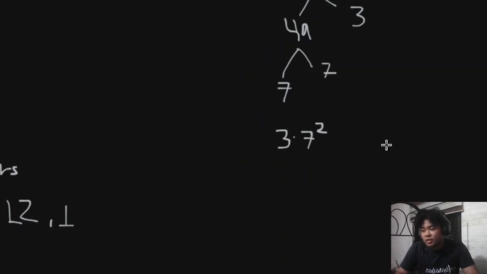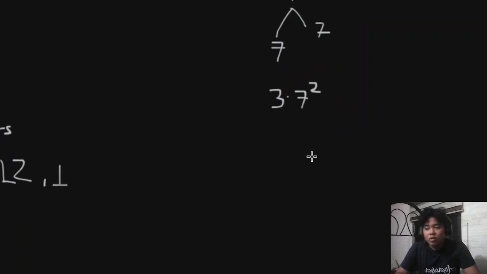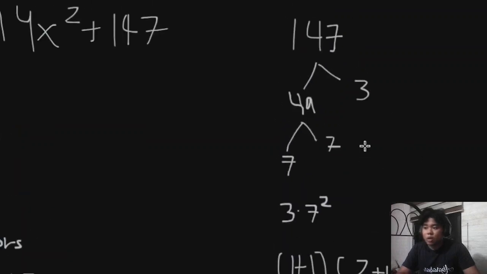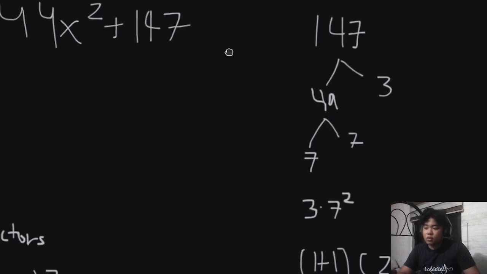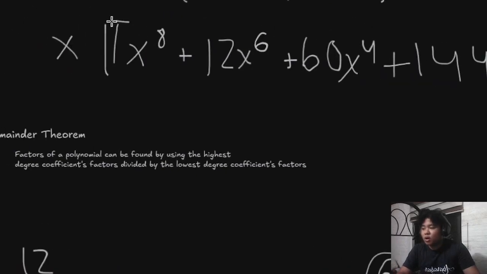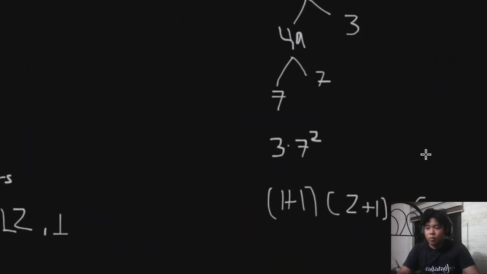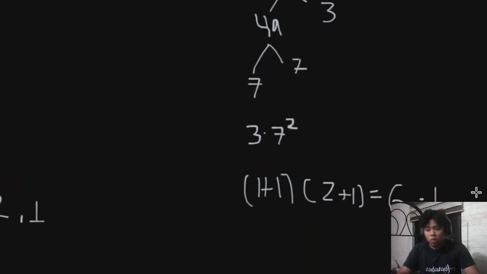So now that we have the prime factorization, we can finally get how many factors it has. So 3 and 7: we get 1 plus 1, times 2 plus 1, and it will equal 6. That's how many factors 147 has. Take note that we also need to take into account the coefficient of 1, but we don't need to because it's redundant. We're just going to multiply it by 1.